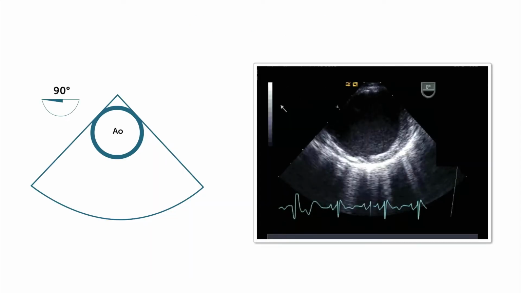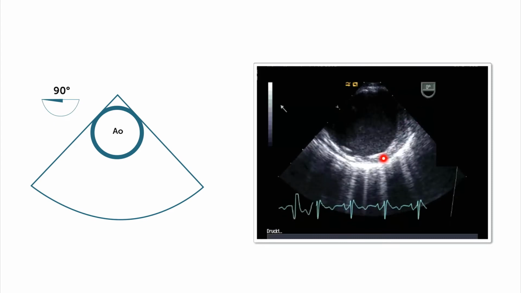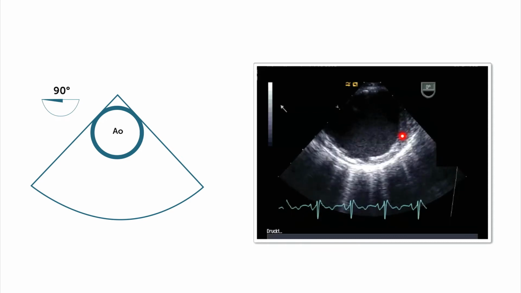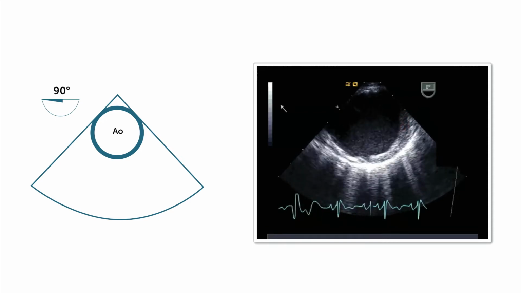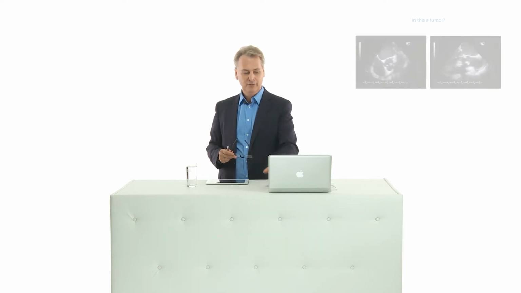So the short axis view of the aorta gives us a lot of information. Not only can we see such mobile structures, but we can assess, for example, the degree of atherosclerosis. This is a fairly large fibrous plaque. You still don't have enough? Are you ready for more?